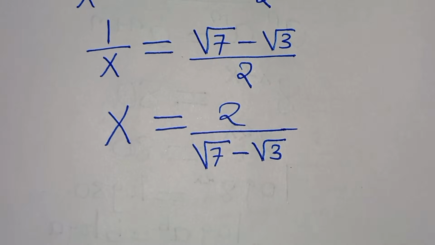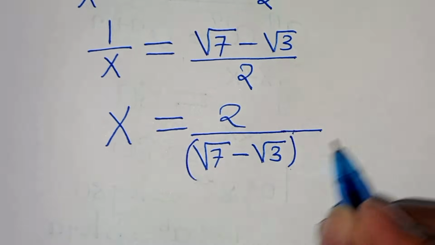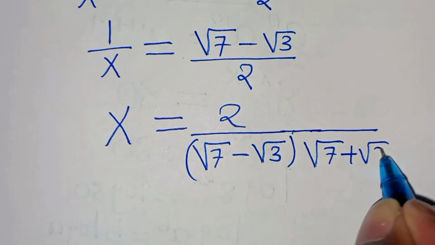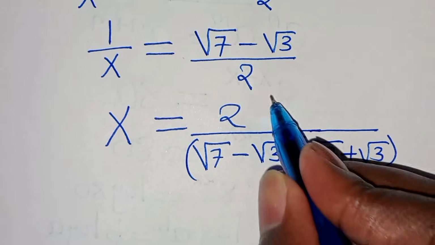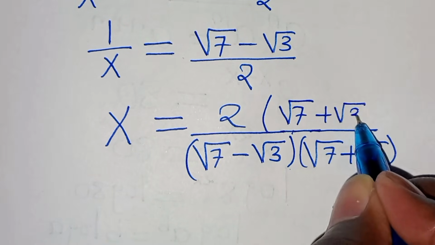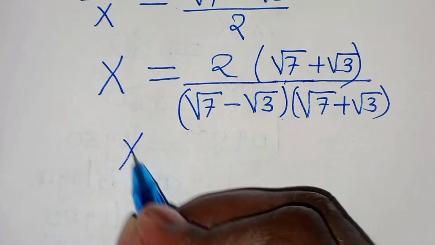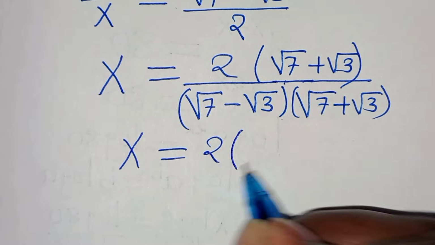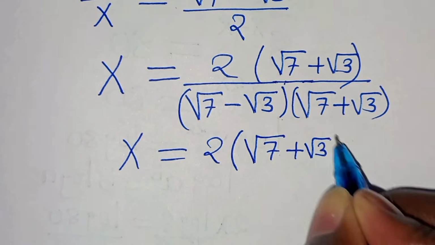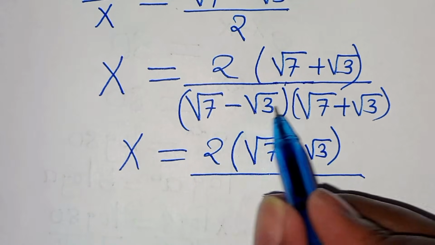Now, the next step is, let's rationalize the denominator here. Let's introduce a conjugate here, which is square root of 7 plus square root of 3. And let's multiply the numerator here by the same conjugate, which is square root of 7 plus square root of 3. Now, this means we have x is equal to 2 into the parentheses. This is square root of 7 plus square root of 3. Everything here divided by, now, square root of 7 minus square root of 3.